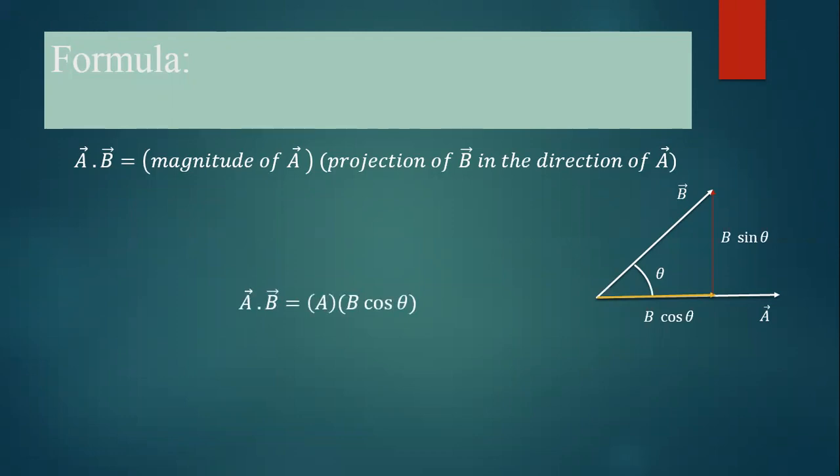So its mathematical form becomes A dot B is equal to A, which is magnitude of first vector, into B cos theta, which is projection of vector B in the direction of vector A. Hence A dot B is equal to AB cos theta. So this is mathematical form of scalar product. A dot B in magnitude form can be written as AB cos theta.